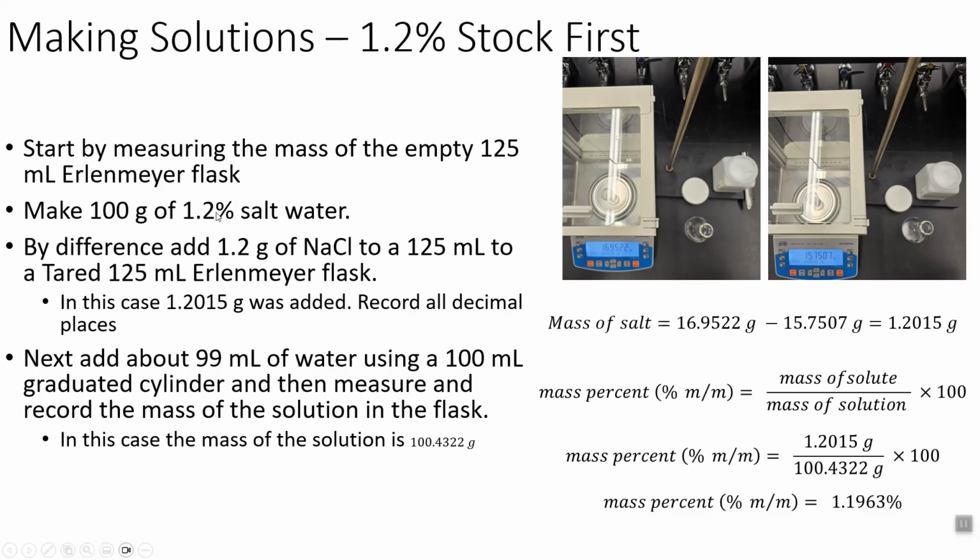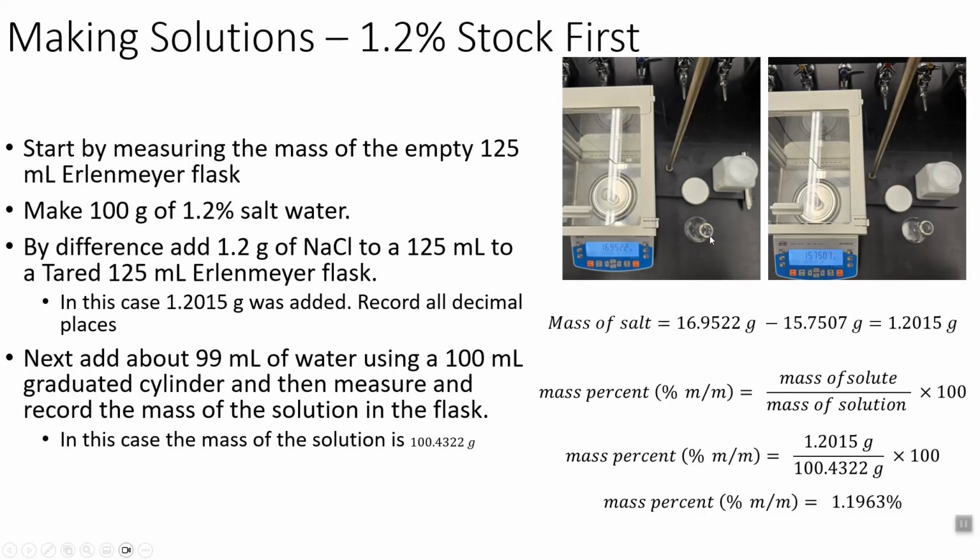So the next thing we're going to do is make 100 grams of the 1.2% saltwater solution, and we're going to do that by difference. So basically what we're going to do is put some salt in our weighing bottle. You can kind of see it there. The lights or reflection is kind of not good, but the weighing bottle is right there. It's got some salt in it. You can see it has a mass of 16.9522 grams.